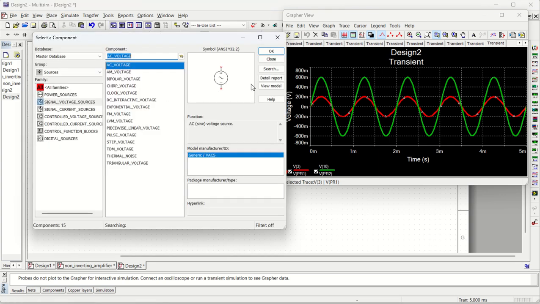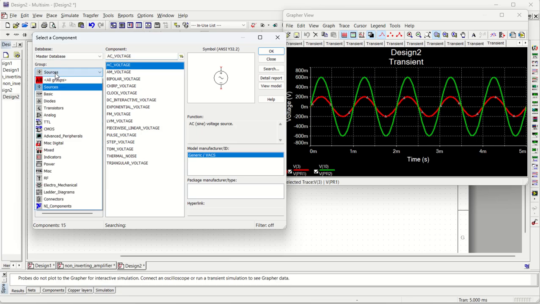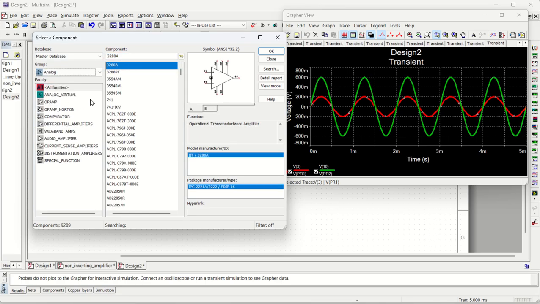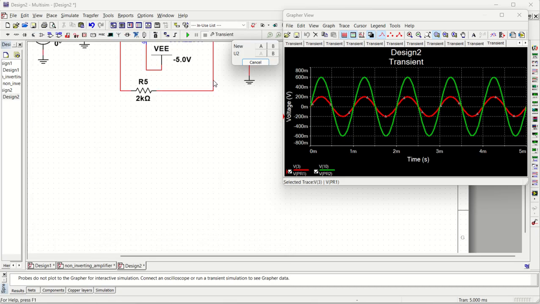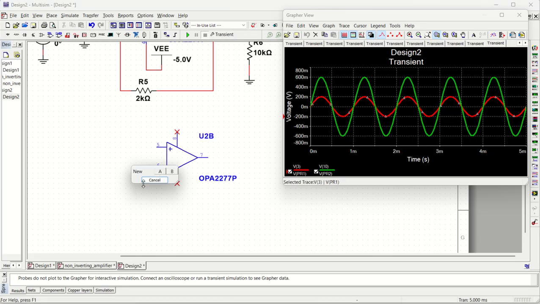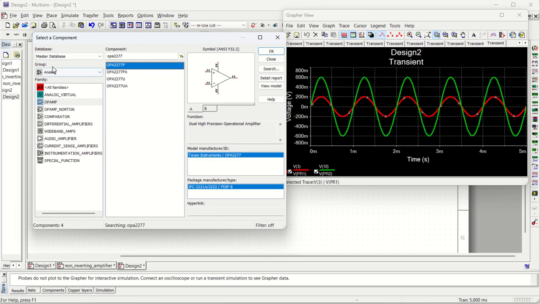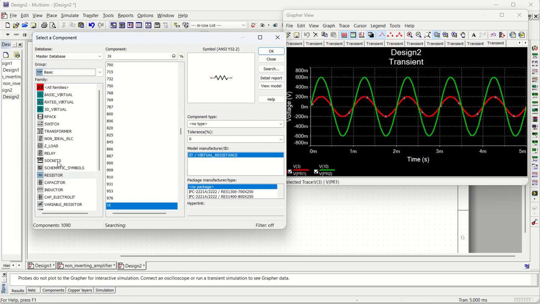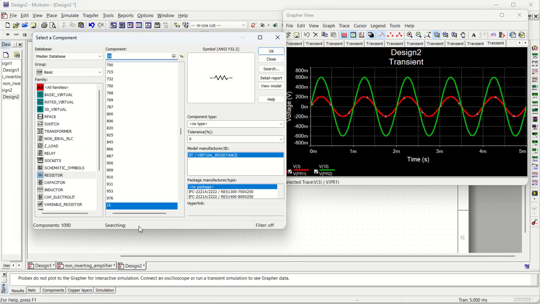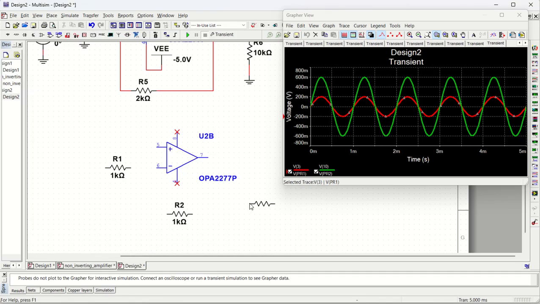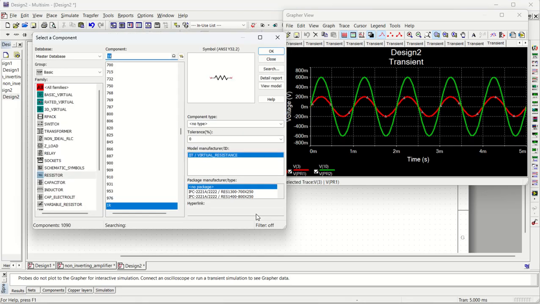Place component, let me go to analog. So in analog we can have op-amps, and here you can write down OPA2277. Okay. So one of them is used, I will use another one. Okay, so another one is done. Okay, so op-amp is done. Now we will have basics. Go to resistors, and how many resistors do we need? We need one resistor here, one more will be for feedback, and one more will be for output load. Okay, so this is done.